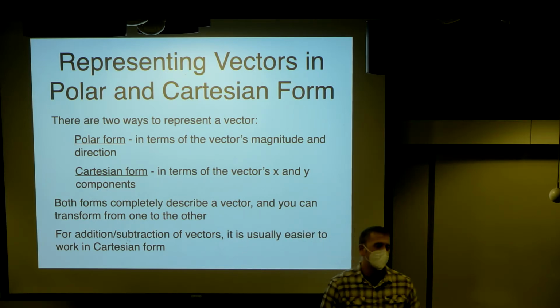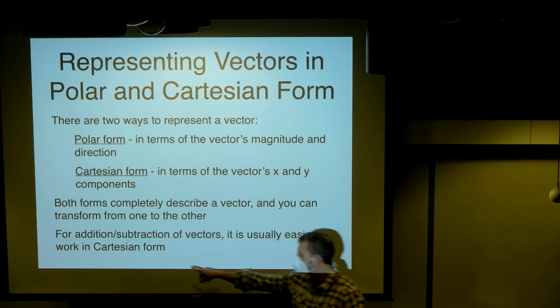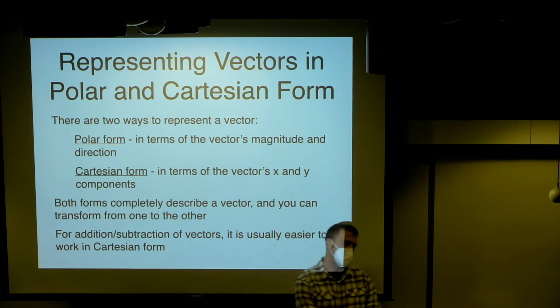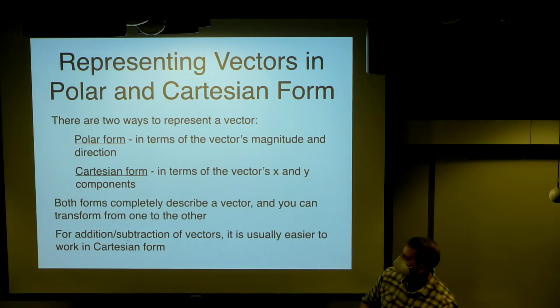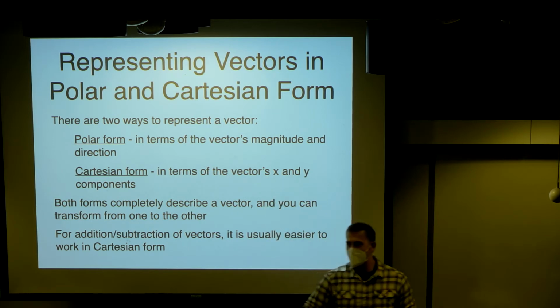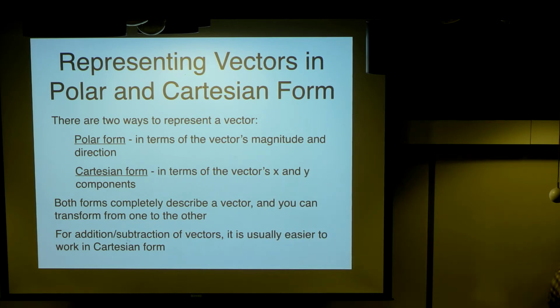But one thing we'll see as we move on, probably not until Thursday, is that when we add or subtract vectors, typically the best way to do that is to work in Cartesian form. So when it comes to adding and subtracting vectors, usually we break things down into their x and y components. That's a big picture summary of where we're going. We're going to fill out the details as we go. But any questions so far?